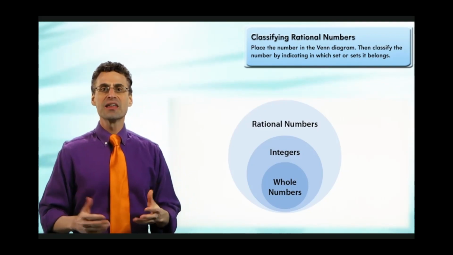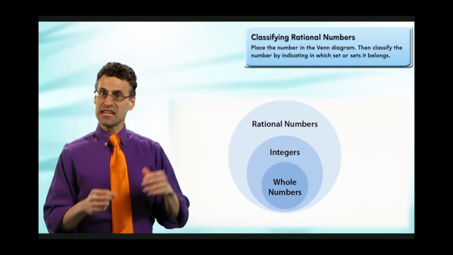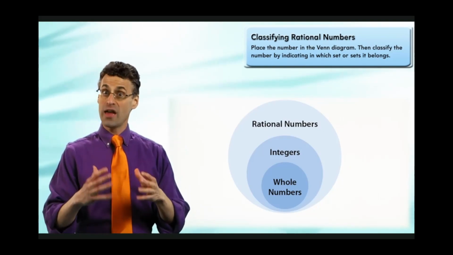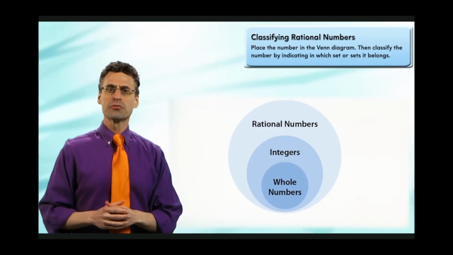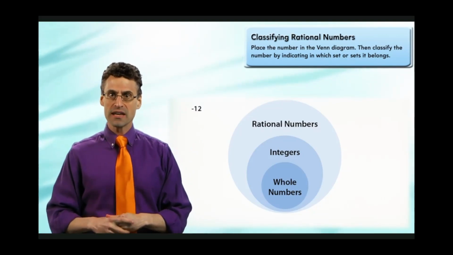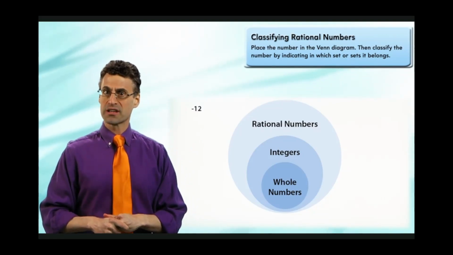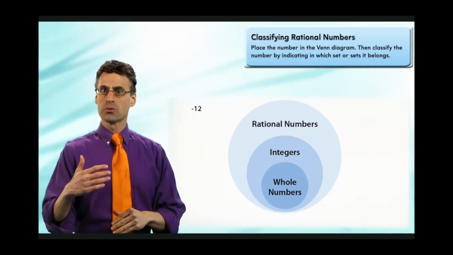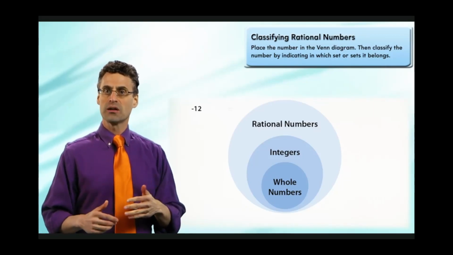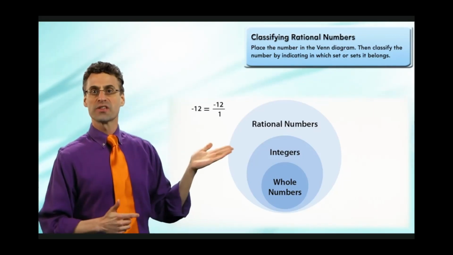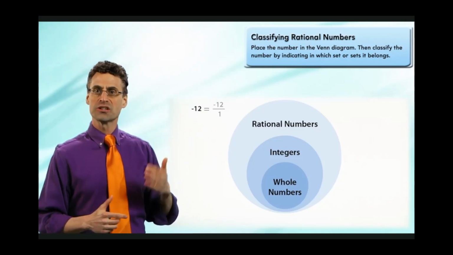So let's just have some fun by looking at certain numbers and seeing exactly where they fit in this Venn diagram, kind of which little blob do they go in. So let's start off with the number -12. All right, is -12 a rational number? Can I write it as a over b, where a and b are integers? Well, of course, -12 is an integer, so I can write it as -12 over 1. So therefore, we see that it's a rational number.